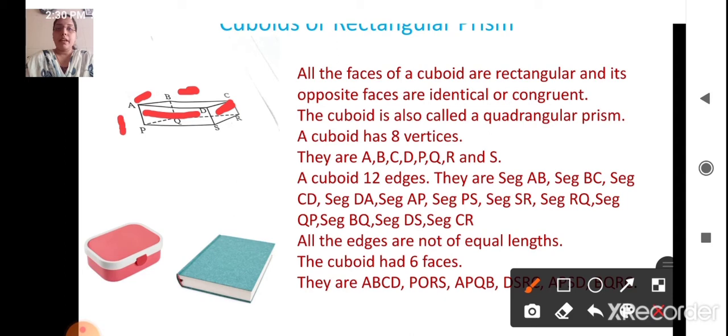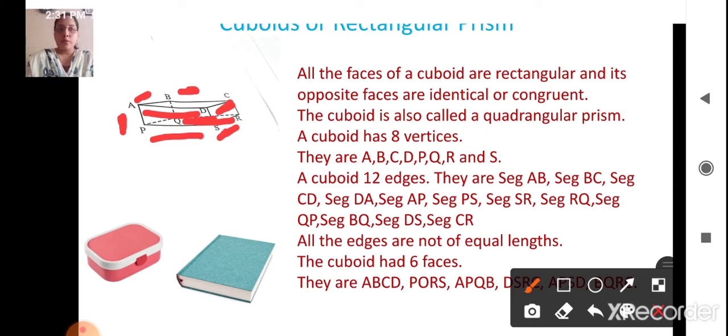Next segment AP, okay, segment PS, segment SR, segment RQ, the down one, RQ. Okay, so we are done with 4 more, that is AP, PS, SR and RQ. Okay, so 8 edges I have told you till now.